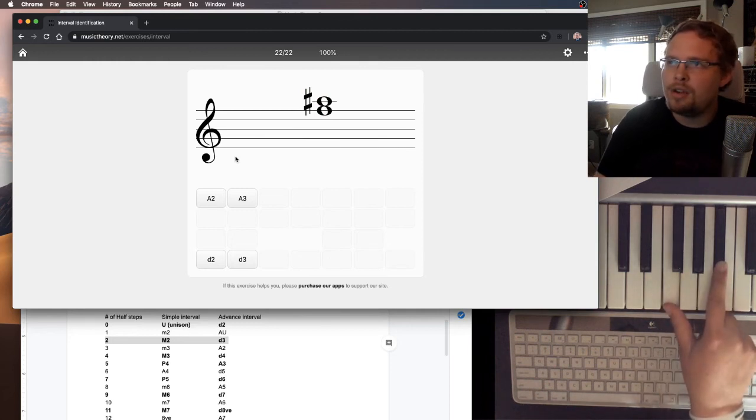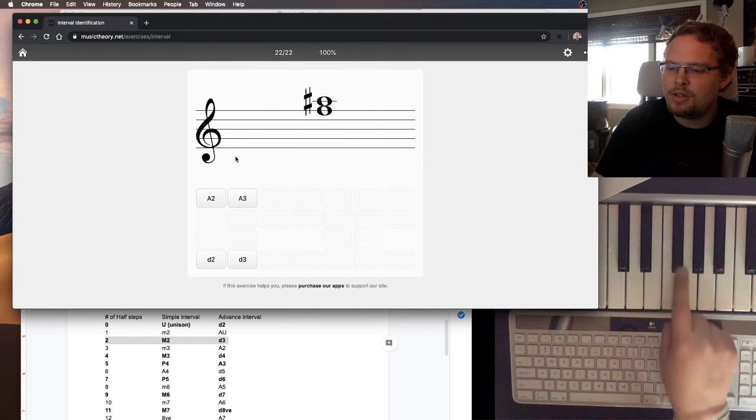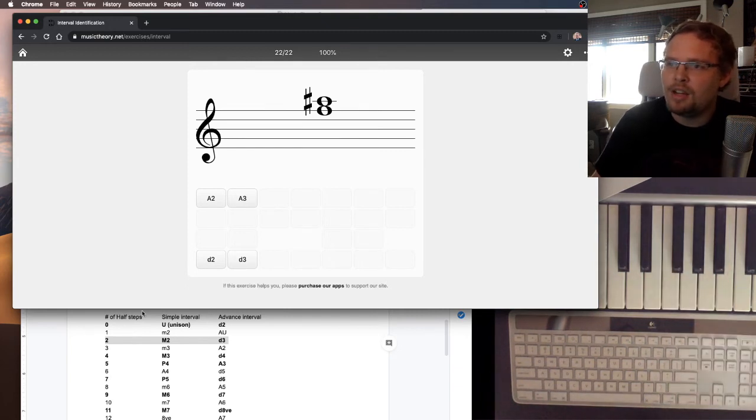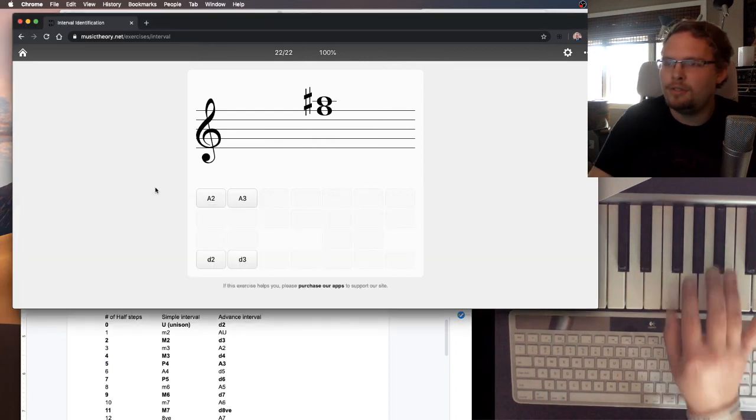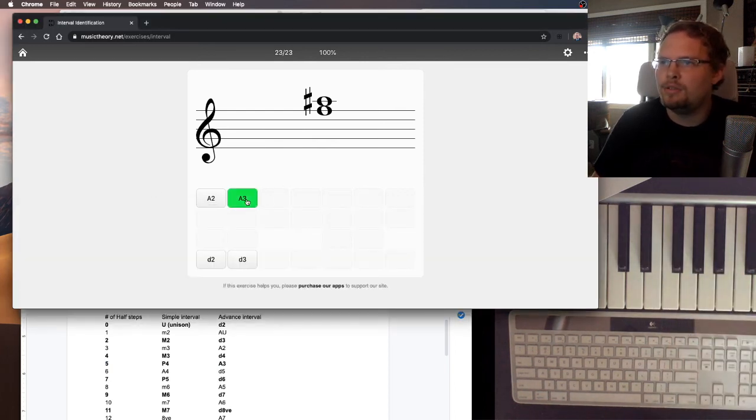Our number up there, if you counted, was a third. And the number of half steps is 0, 1, 2, 3, 4, 5. Coming to our handy dandy chart, we have either a perfect fourth or an augmented third. But because this is a third, this is an augmented third. Notice that an augmented third is the same thing as a perfect fourth. So this is kind of getting into that advanced stuff.